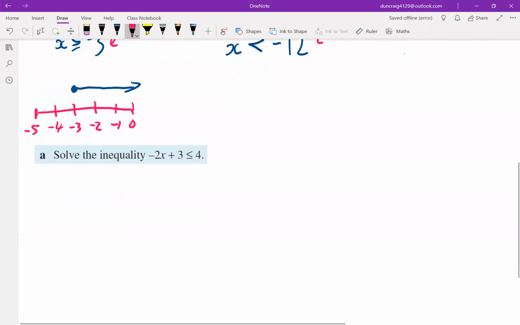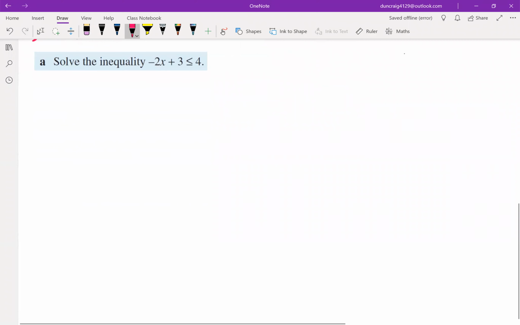All right, final example here. There's actually 2 ways of doing this. I'm going to do it the way that I've already showed you. So basically, first of all, I've got that -2x. I'm going to get rid of 3 from both sides. So 4 take 3 is 1. And then we divide both sides by -2. So I'm going to flip the sign. It goes to greater than or equal to, and that's going to give me -1/2 like that there.